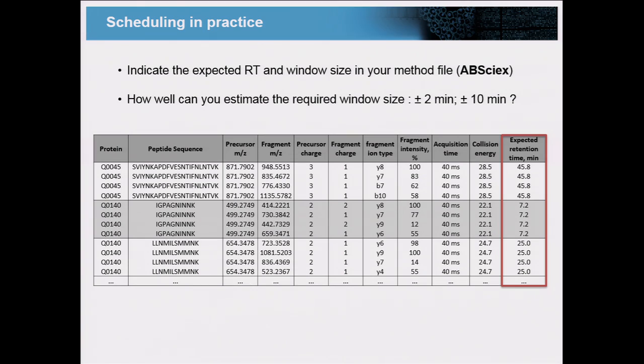How does scheduling work in practice? In practice, it depends a bit on the vendor. So basically, what you do in AB Sciex machines is you indicate the expected retention time, in minutes, and then in the method, you say what window you want to use around this expected retention time. So in this case, it would be plus minus 2 minutes around this, or for example, plus minus 10 minutes around this expected retention time, and then the machine will calculate all the windows and do the measurements, and when you import the data into Skyline, you will only see this window.